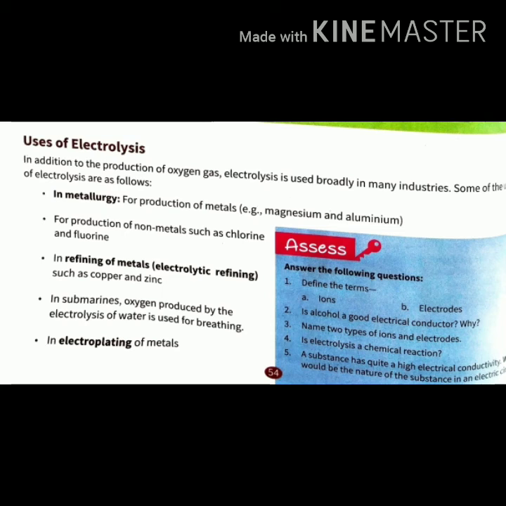Now the next is uses of electrolysis. Electrolysis is used in metallurgy, for production of metals like magnesium and aluminium. It is also used for production of nonmetals like chlorine and fluorine. Then it is used in refining of metals like copper and zinc. It is also used in submarines, as oxygen produced by the electrolysis of water is used for breathing. And the last is that it is used in electroplating of metals.